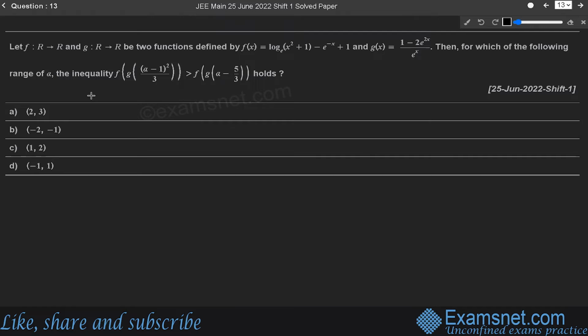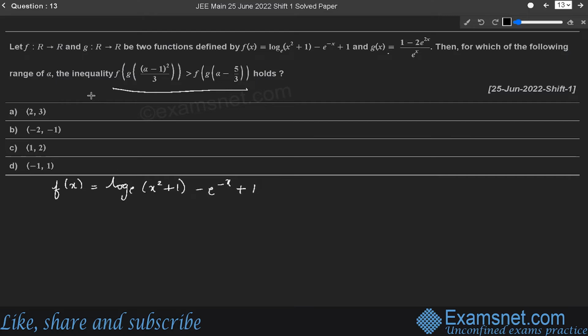Next question is, let f from R to R and g from R to R be two functions defined by f of x is equal to log base e of (x square plus 1) minus e^(minus x) plus 1. So g of x is equal to [1 minus 2 into e^(2x)] divided by e^x. Then for which of the following range of a does the inequality hold? So this is an inequality. We have to find which range of a is true for this inequality.